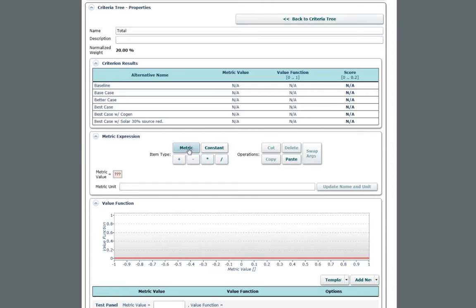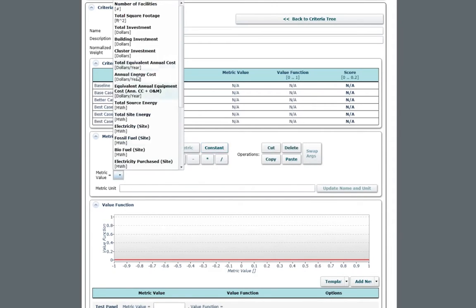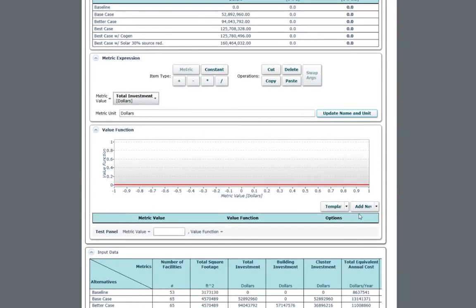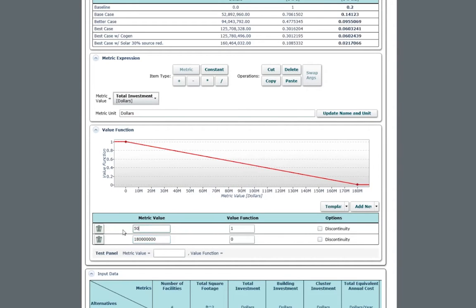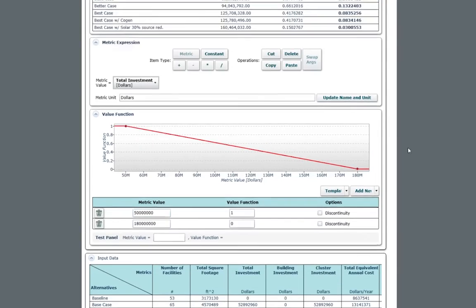And so quickly we should be able to do metric, and we're looking at total investment. Boom, we're going to update the name, a linear minimization. And for our bottom score on this one, what was that again? All right, 180 million. And then our good score was going to be 50 million. It's really bad if we do worse than this, and it's good if we do around our base case or better. Okay, and that is all we have to do for that.